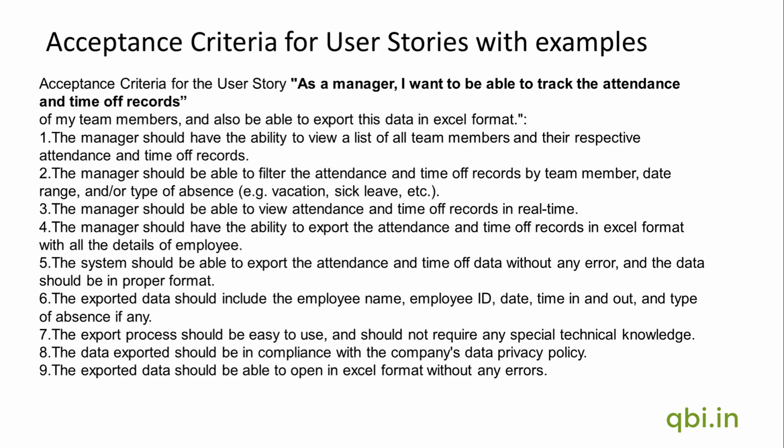Here we take up an example of an acceptance criteria for a user story, which is, as a manager, I want to be able to track the attendance and time off records. A few points on the acceptance criteria can be: 1. The manager should have the ability to view a list of all team members and their respective attendance and time off records. 2. The manager should be able to filter the attendance and time off records by team member, date range, and/or type of absence, e.g., vacation, sick leave, etc. 3. The manager should be able to view attendance and time off records in real time.